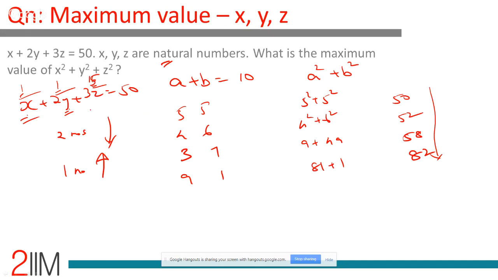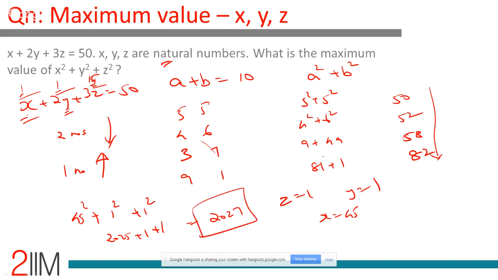The first funda to crack is make them dramatically unequal. One number very large, other two numbers small. Which two numbers small, which one very large? Make y and z small, x very large. Effectively put z equal to 1, y equal to 1. 3z is 3, 2y is 2, x should be 45. You can't compete with 45 square plus 1 square plus 1 square. 2025 plus 1 plus 1 is 2027. That is what you enter into the box.